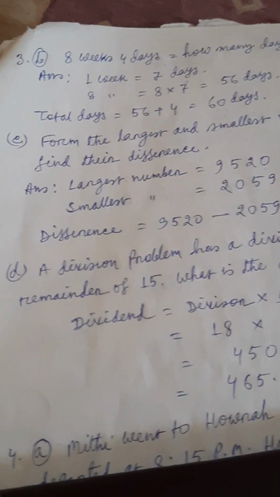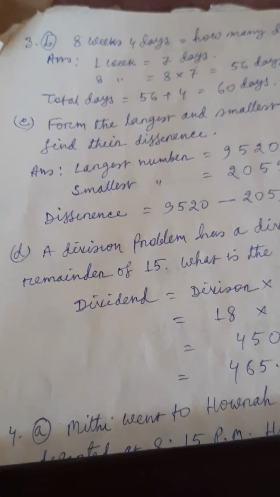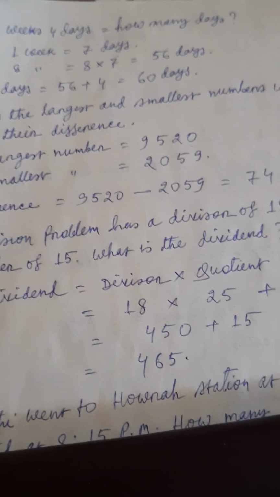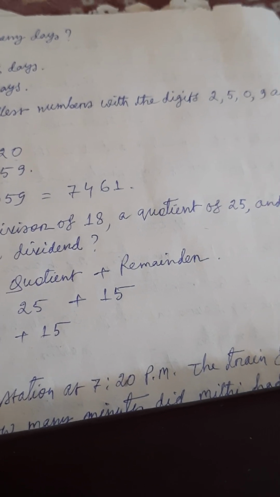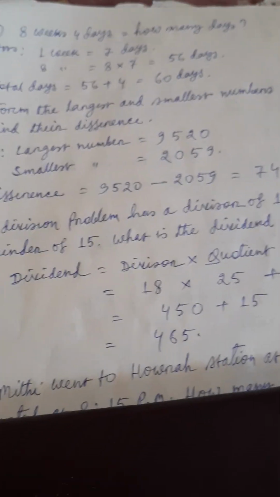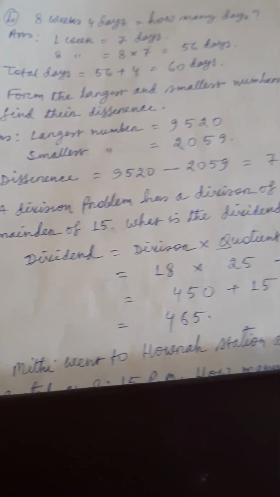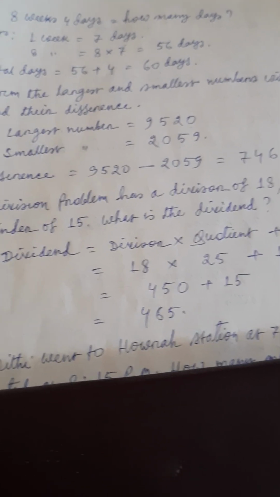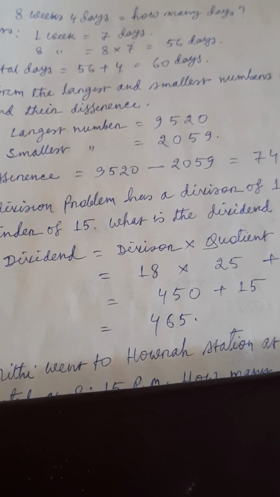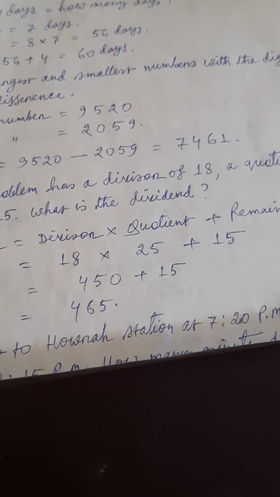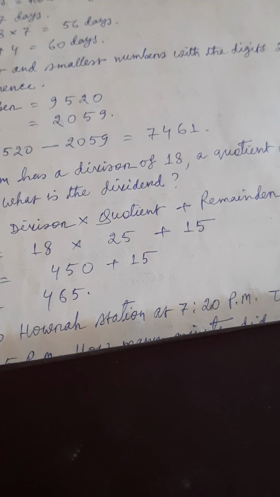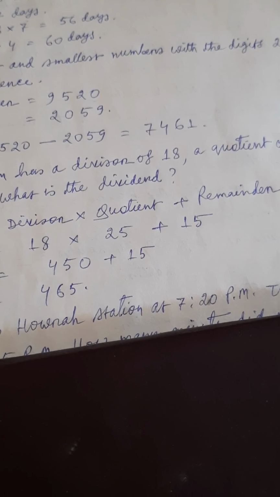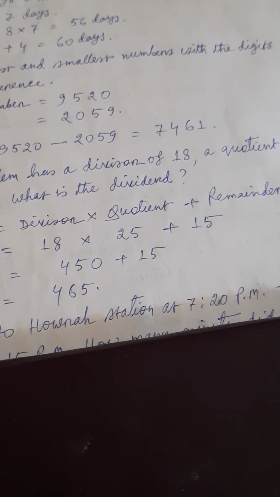7461. Question number D. A division problem has a divisor of 18, a quotient of 25, and a remainder of 15. What is the dividend? Dividend is divisor into quotient plus remainder. 18 into 25 plus 15. 450 plus 15. 465.